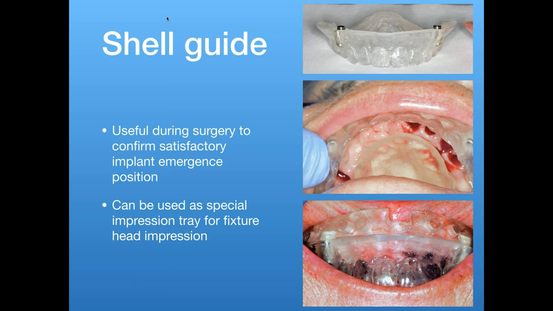The shell guide is useful during surgery to confirm satisfactory implant emergence position, and it can be used as a special impression tray for fixture head impression. So these are all important steps in the predictable production of the final bridge as well.